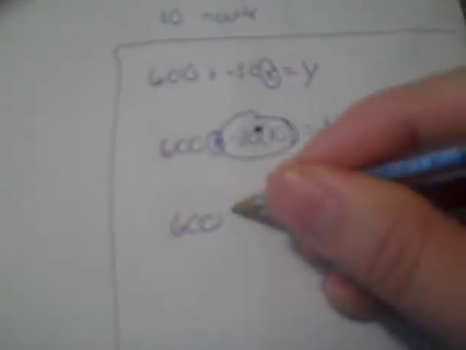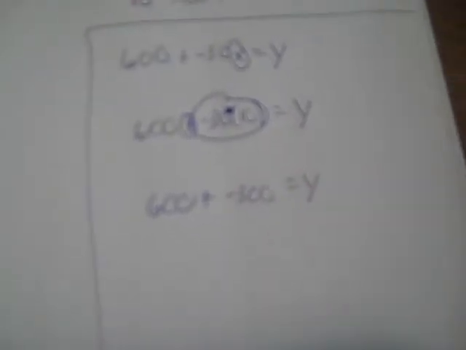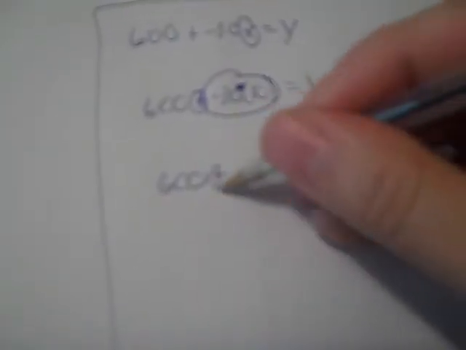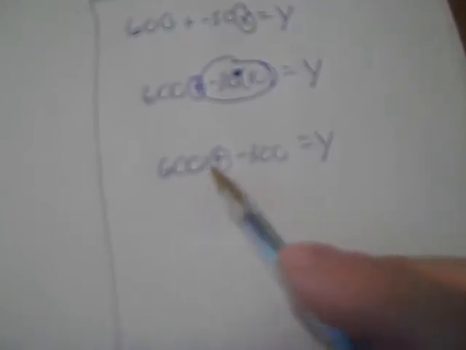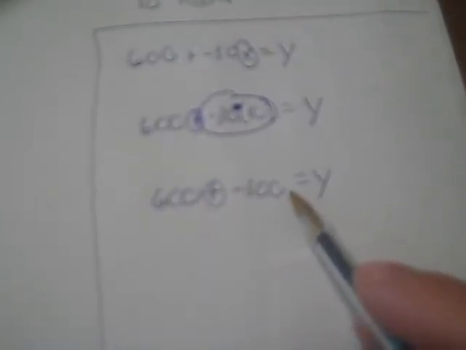So I take negative 30 times 10. It's a negative times a positive, so it should be a negative product. And it's negative 300. So I have 600, the adding operator, and that's negative 300 equals y. And then the adding operation, these are like terms. This doesn't have a letter behind it, and neither does this. There's no letter. Okay. So I add them.